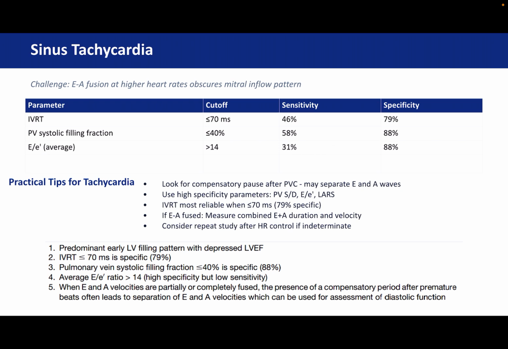For ICU patients with persistent sinus tachycardia and clinical concern for elevated filling pressure, LA reservoir strain and pulmonary vein systolic diastolic ratio are your most reliable tools. LARS particularly doesn't require a good mitral flow signal and can be measured even in tachycardia.